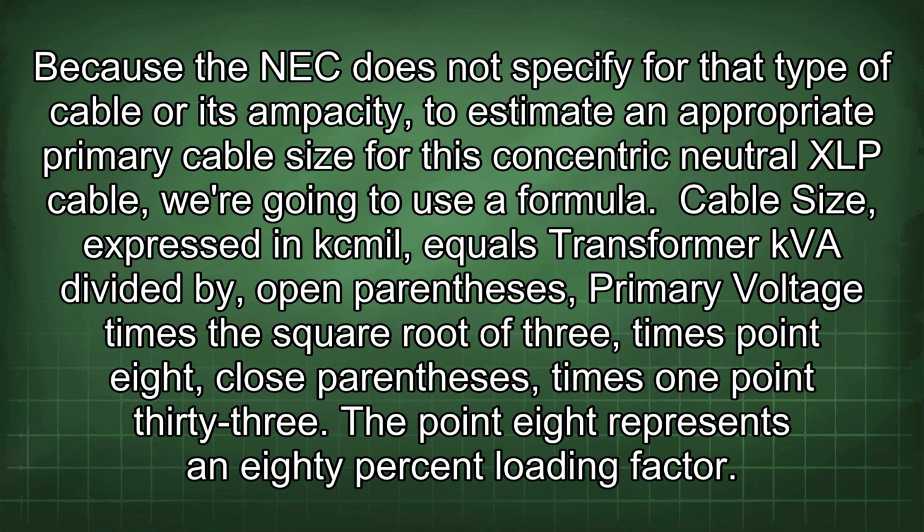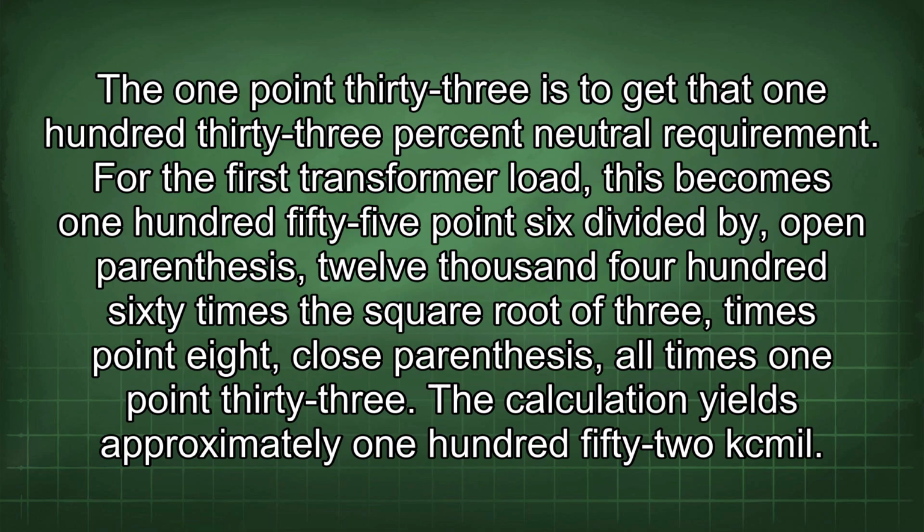Because the NEC does not specify the type of cable or its ampacity, to estimate an appropriate primary cable size for this concentric neutral XLP cable, we're going to use a formula. Cable size, expressed in kcmil, equals transformer kVA divided by (primary voltage times the square root of 3 times 0.8), times 1.33. The 0.8 represents an 80% loading factor. The 1.33 is to get that 133% neutral requirement.